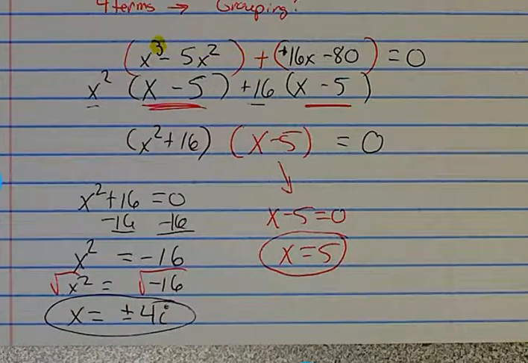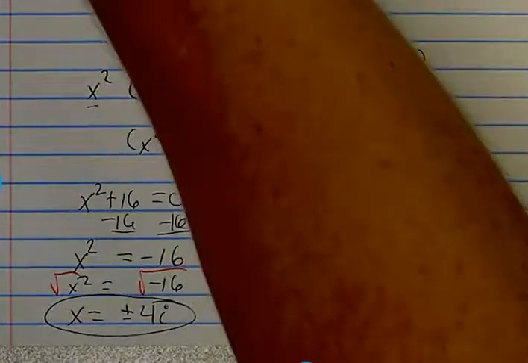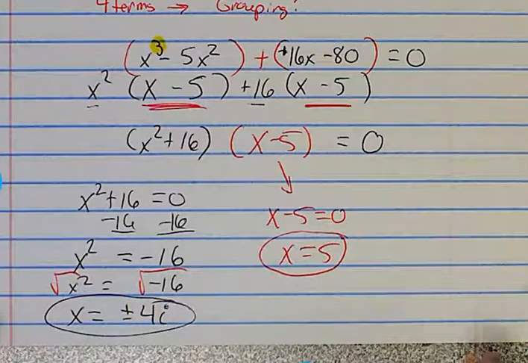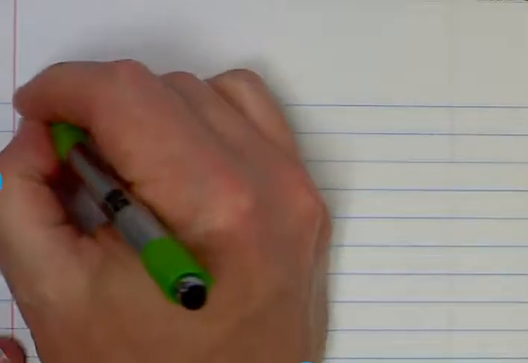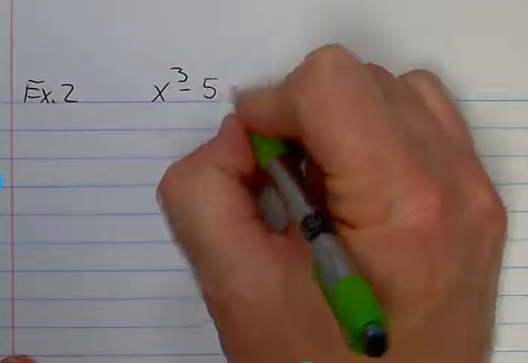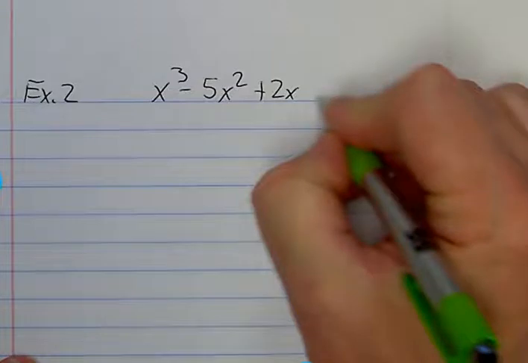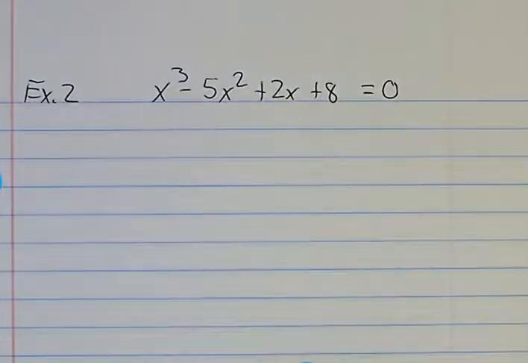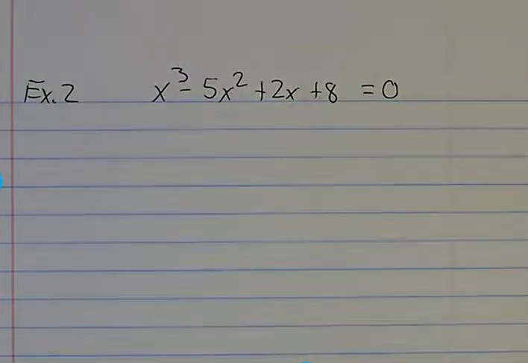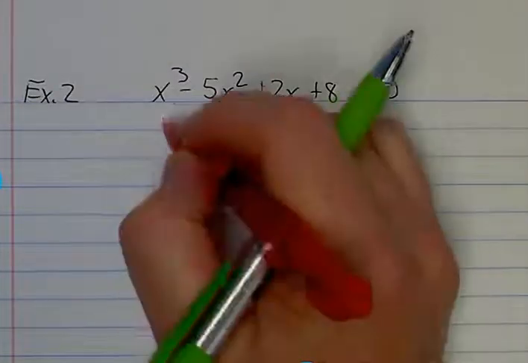All right, now let me show you one where it's 4 terms where factor by grouping doesn't work, and then we'll figure out what we'll do from there. All right, and again, here's kind of what you want to do with whoever you're working with. We have 4 terms.